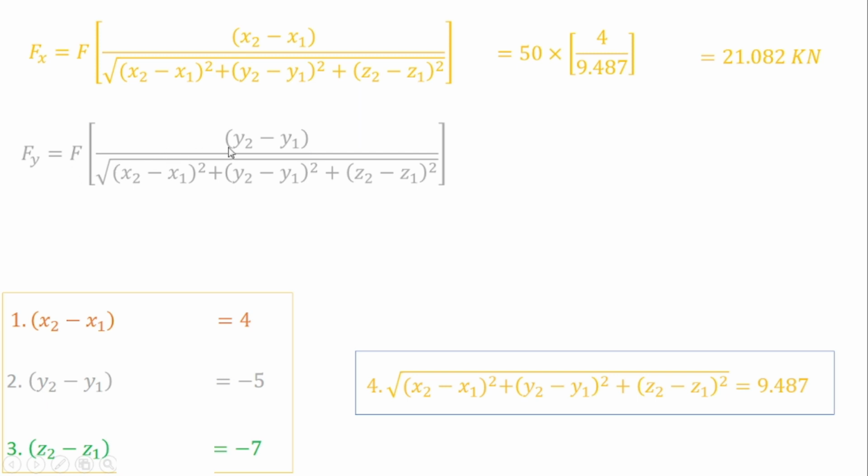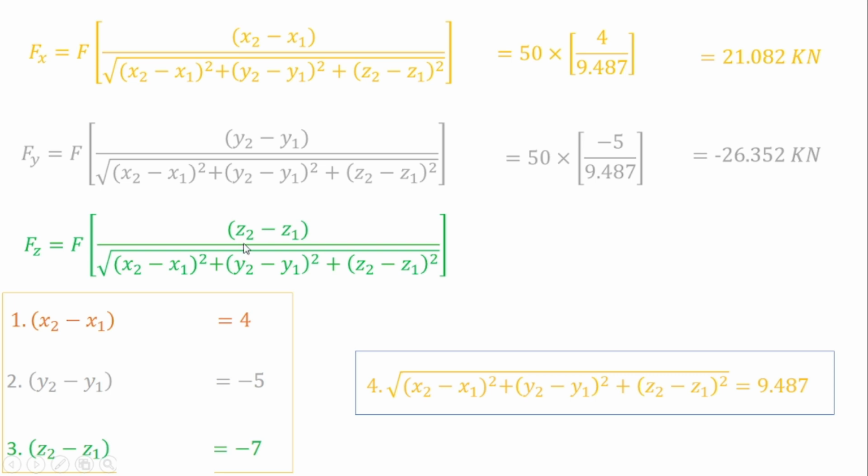Then the next one, Fy. Fy is equal to F into (y2 minus y1) divided by the square root of (x2 minus x1) square plus (y2 minus y1) square plus (z2 minus z1) square. Put the values here, 50 into minus 5 divided by 9.487. The answer is minus 26.352 kilonewton. Then the last one, Fz is equal to F into (z2 minus z1) divided by the same square root. So it is equal to 50 into minus 7 divided by 9.487. The answer is minus 36.893 kilonewton. So in this way we have calculated the three components of the force vector.